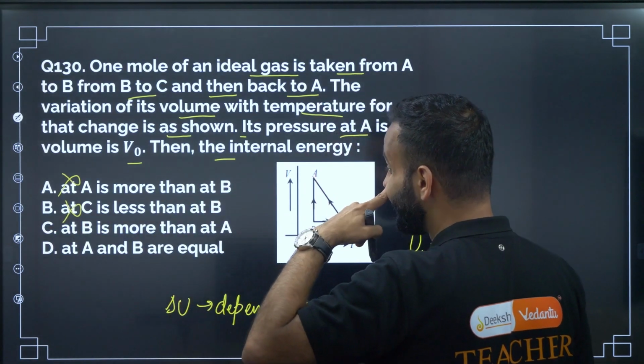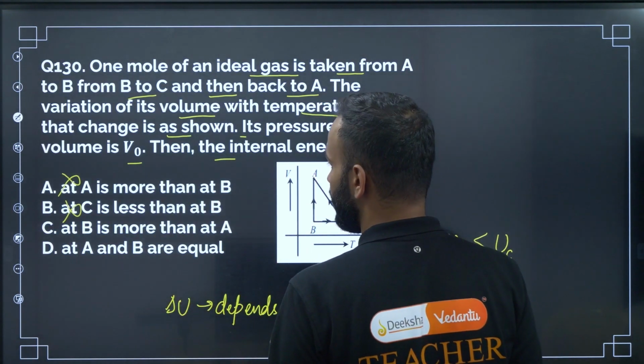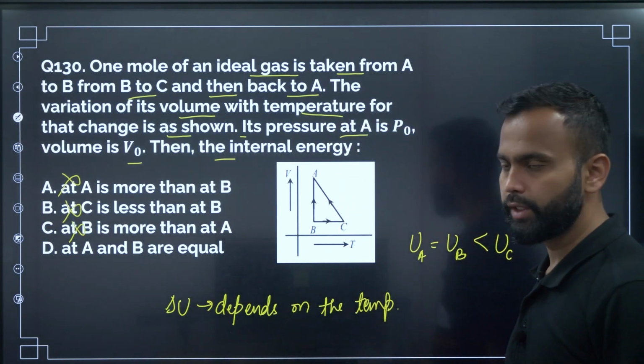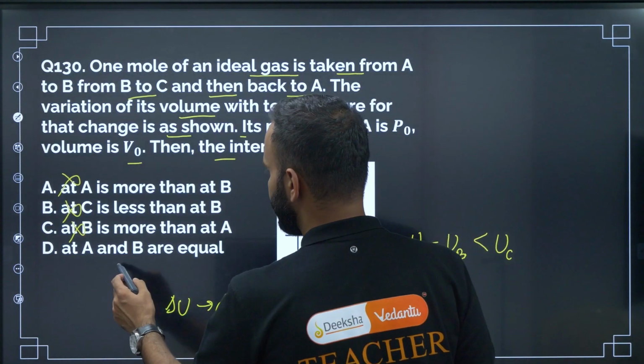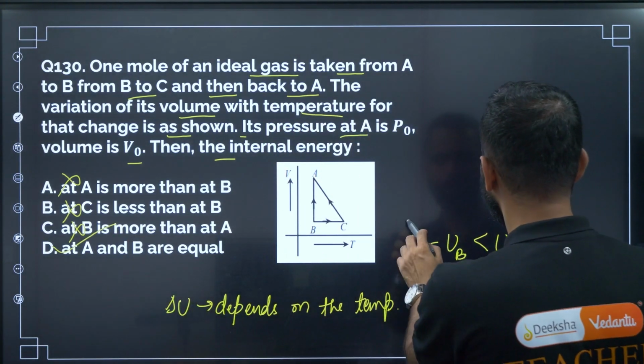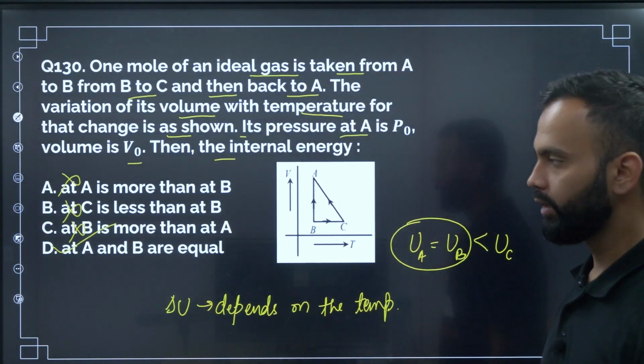Option C, at B is more than at A. This is also wrong, right? Internal energy at A is equal to internal energy at B. Option D, at A and B are equal, correct. So option D is the correct answer, right? At A and B the internal energy is equal.